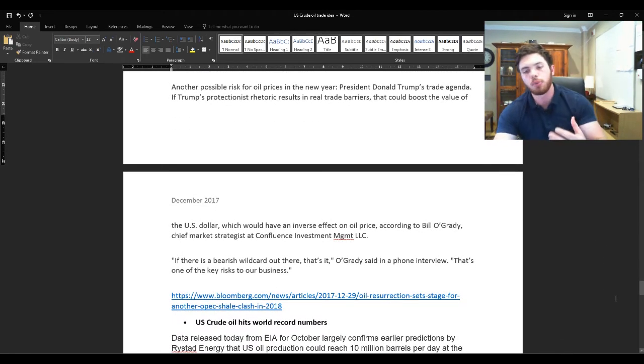So this is also very important to consider, is that if we're going to see a major strengthening in the US dollar, which we're expecting, given that they have already predicted 4 interest rate raises coming straight from the Federal Reserve. Janet Yellen has said they're expecting 4 interest rate raises going into 2018. We're going to see a possible stronger dollar throughout 2018, which could probably put a hit on oil, putting the price of oil down quite a bit. So another one is that if there is a bearish wild card out there, that's it. Grady said in a phone interview, that's one of the key risks to our business.